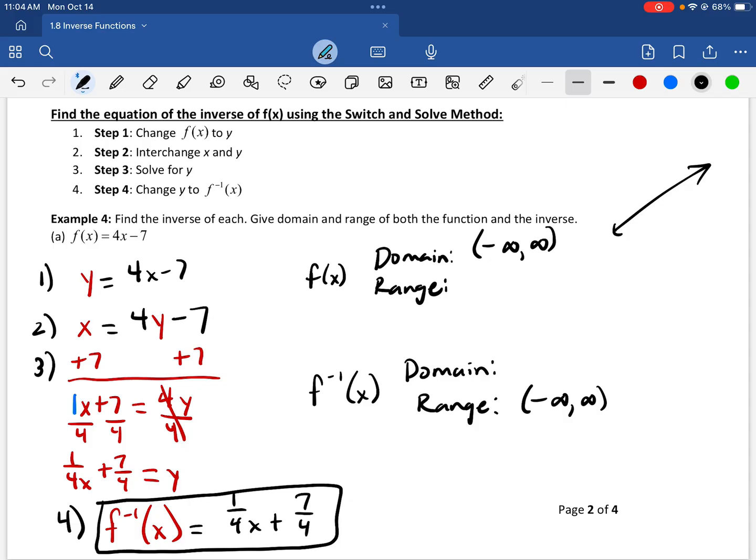All right, that's of the inverse. If I look at this graph, and again, this is just some linear equation, a slanted line, if I think about bottom to top, talking about the y values, it continues to go down forever, which is towards -infinity, and it continues to go up forever, which is towards infinity. So the range here is also going to be -infinity to infinity, which is then also going to make the domain of the inverse that as well.